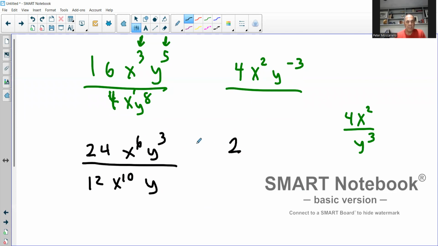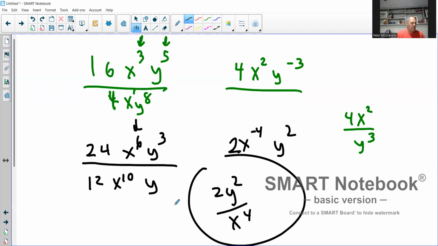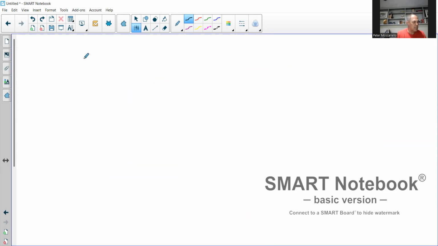24 divided by 12 is 2. I get x to the negative 4, y to the positive 2. You got it. Only the x to the fourth moves down. There you go. All right, let's get to number 20. Oh boy, still quite a bit to do. Number 20.